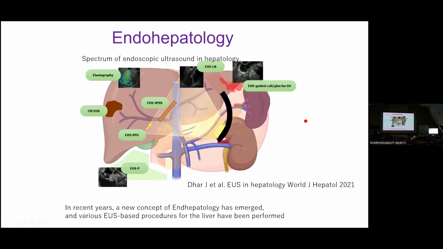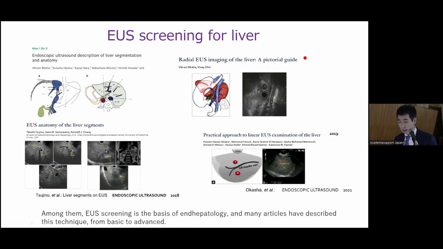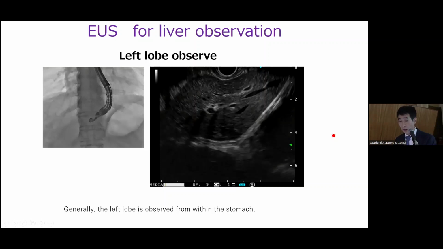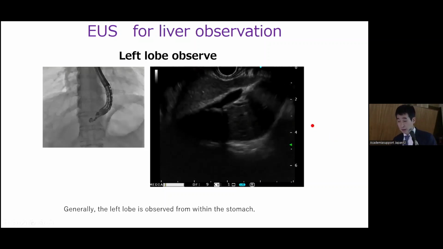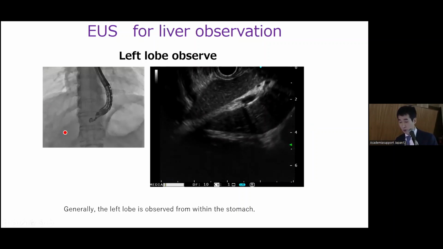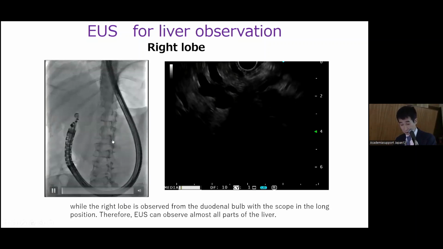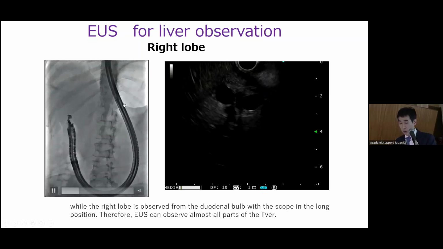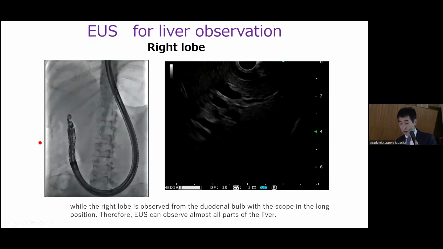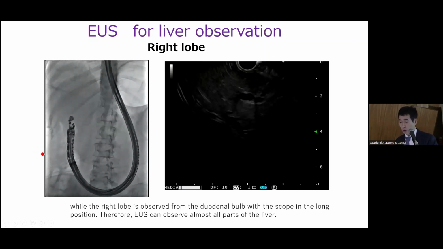In recent years, a new concept of endohepatology has emerged, and various EUS-based procedures for the liver have been performed. Among them, EUS screening is the basis of endohepatology, and many articles have described these techniques, mainly with convex EUS, from basic to advanced. Generally, in EUS liver observation, the left lobe is observed from within the stomach, while the right lobe is observed from the duodenal bulb with the scope in the longitudinal position. Therefore, EUS can observe almost all parts of the liver.